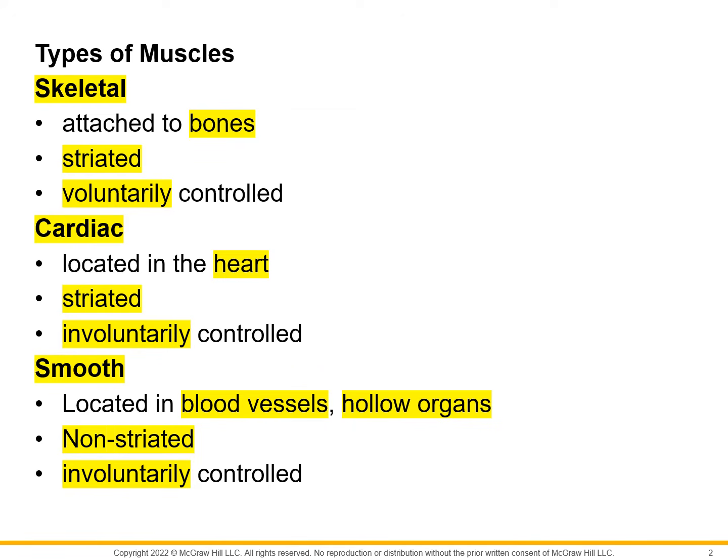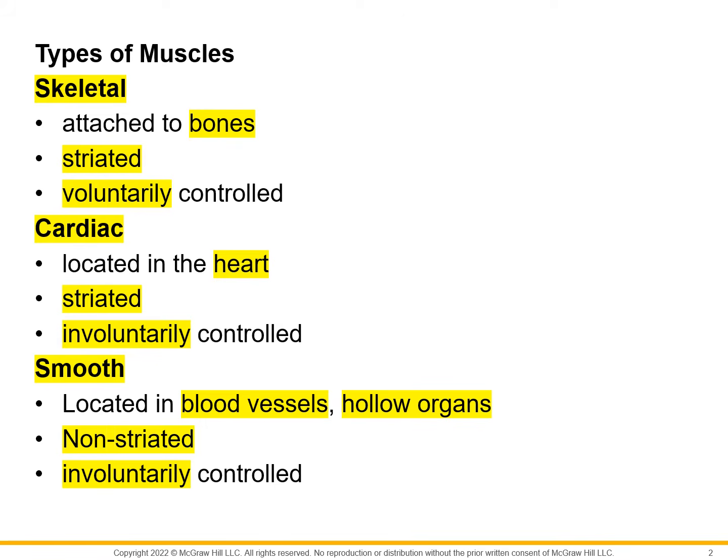Third are smooth muscles. So we could find them along blood vessels and within the walls of hollow organs like the stomach or the bladder. So smooth muscles are also involuntary. So they will move when necessary, whether we think about it or not.